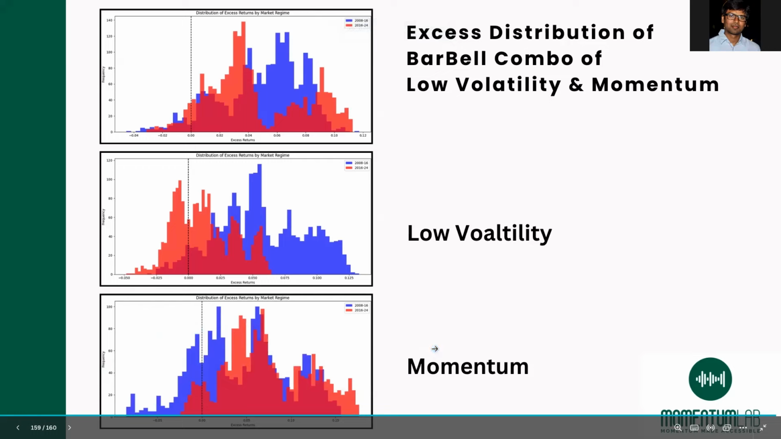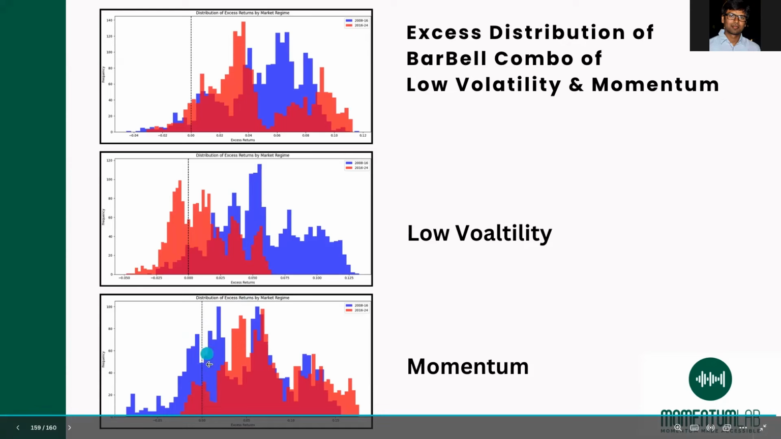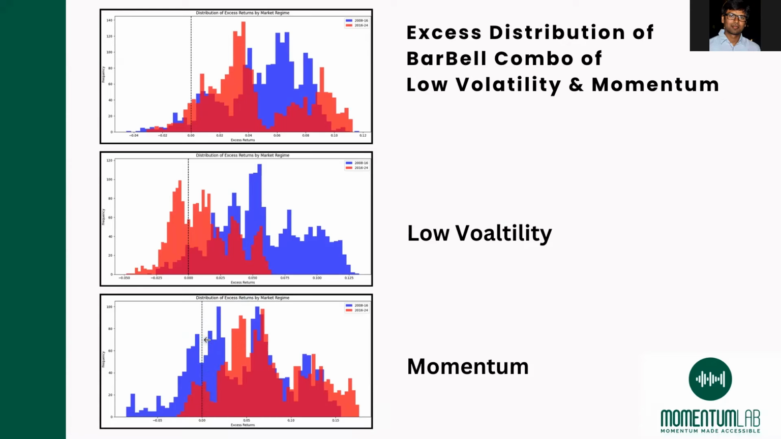Now, if the distribution is towards the right side, when I say right side, the center line that we are considering is a 0 point. If more data points are towards the positive value, it means this strategy or this factor is doing better than Nifty 50 most of the times.